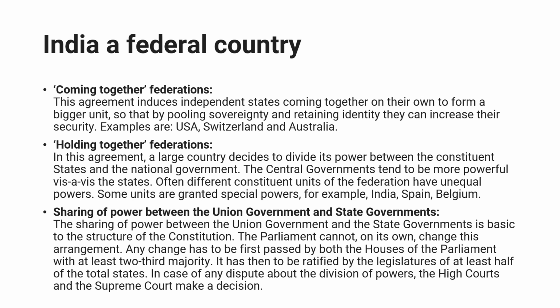Coming together federations. This arrangement involves independent states coming together on their own to form a bigger unit, so that by pooling sovereignty and retaining identity, they can increase their security. Examples are the USA, Switzerland, and Australia.